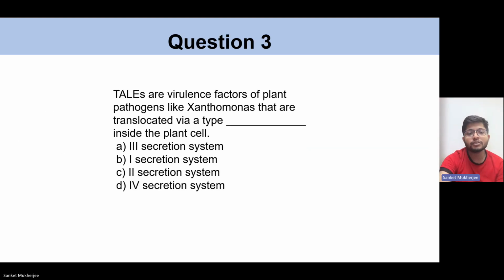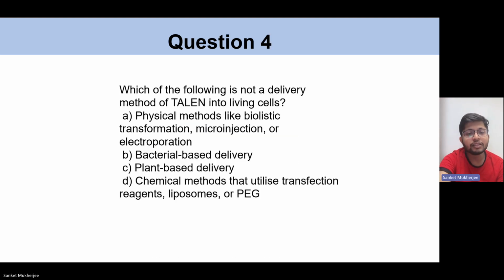Then we talked about question three, TALEs. These are virulence factors of plant pathogens like Xanthomonas and are translocated via the type 3 secretion system inside a plant cell. Then we talked about which of the following is not a delivery method for TALEN to living cells. The plant-based delivery method is not a method.